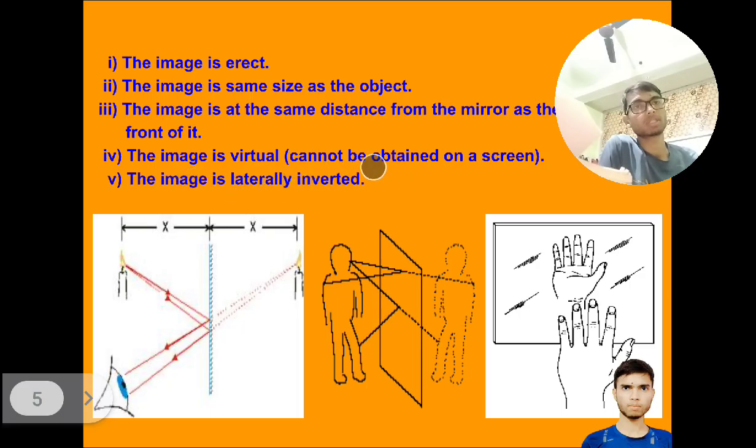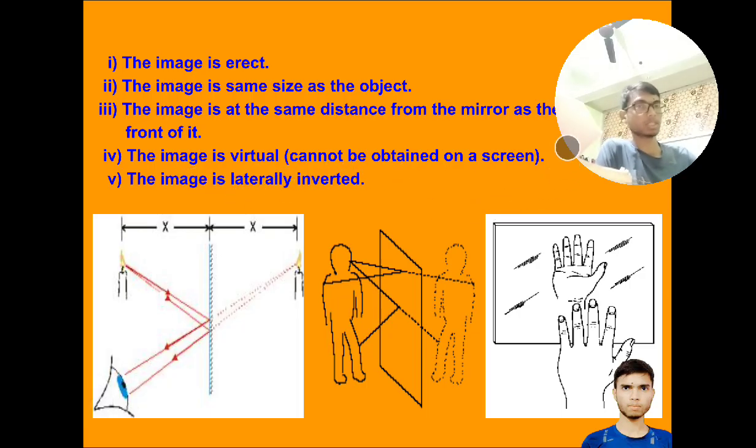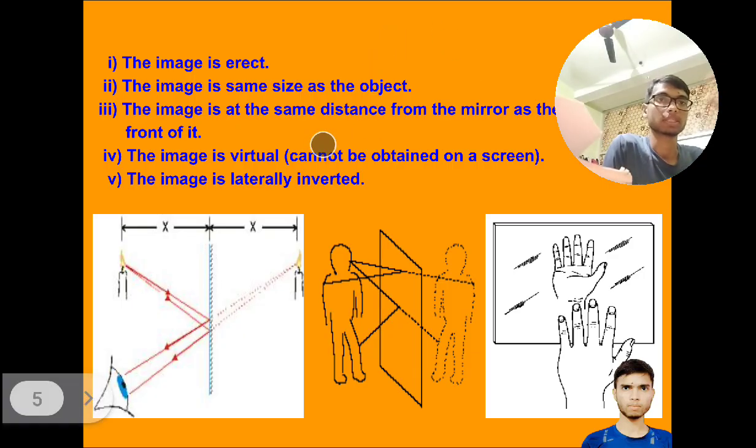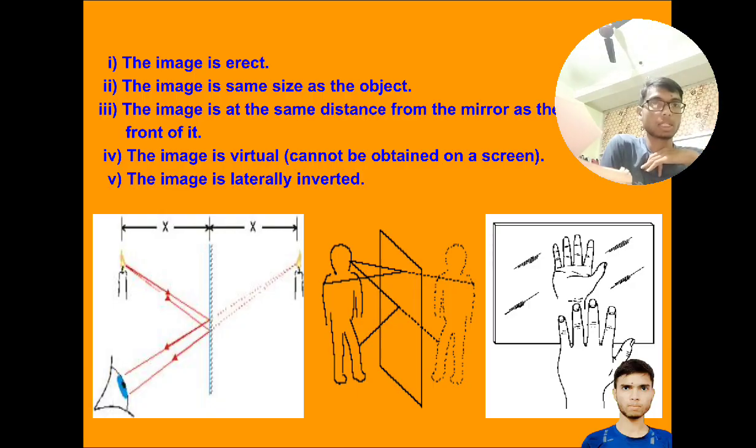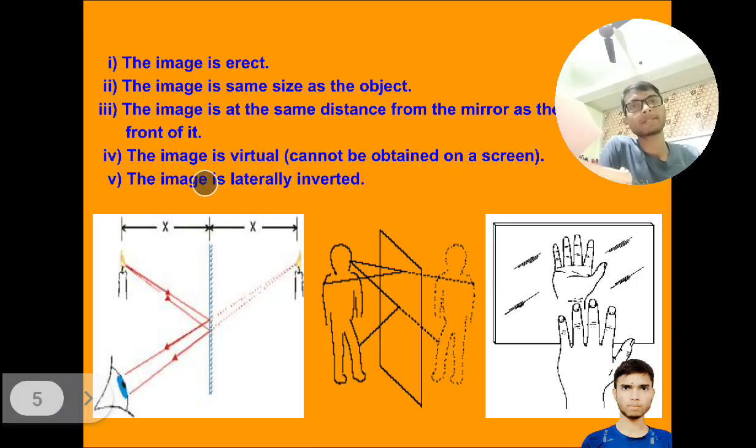The image is virtual, cannot be obtained on a screen. It means we just imagine that yes, there is an image of the object. The duplicate image that we see inside the mirror is not original. That's why this type of image will be considered as virtual. The image which is inside the mirror will be virtual, which means an image which cannot be obtained on a screen.